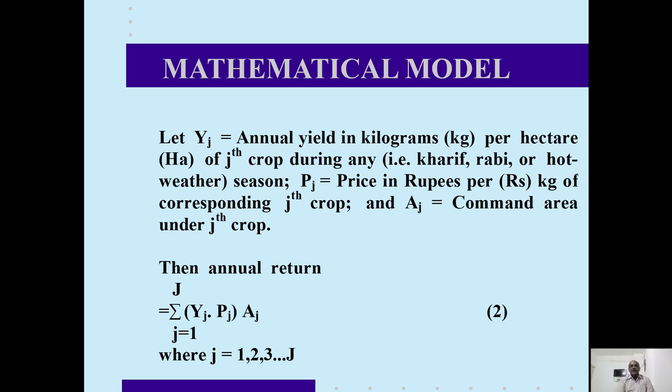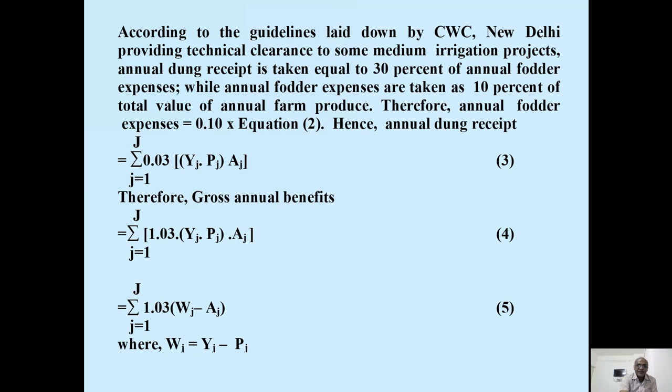So the mathematical model we have designed is known as the modified linear programming method. Yj is the annual yield in kilogram per hectare for the jth crop during any kharif, rabi or hot weather season. Pj is the price in rupees per kg corresponding to the jth crop. Aj is the command area under the jth crop. Then the annual return is equal to the summation of Yj into Pj into Aj, where j is equal to 1, 2, 3, 4 up to J.